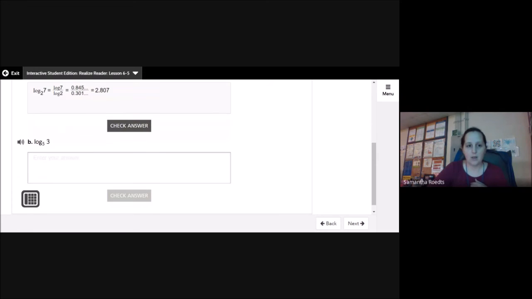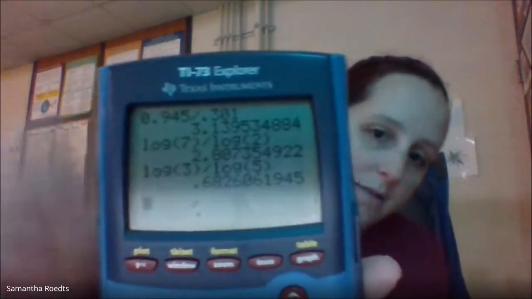Okay. So log base 5 of 3 is the same thing as saying log 3 divided by log 5, which will give you 0.683. And I actually get those on my calculator. That's what I get.